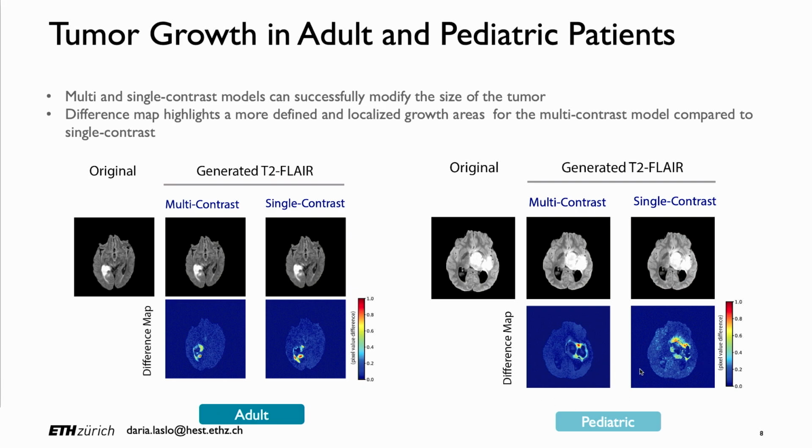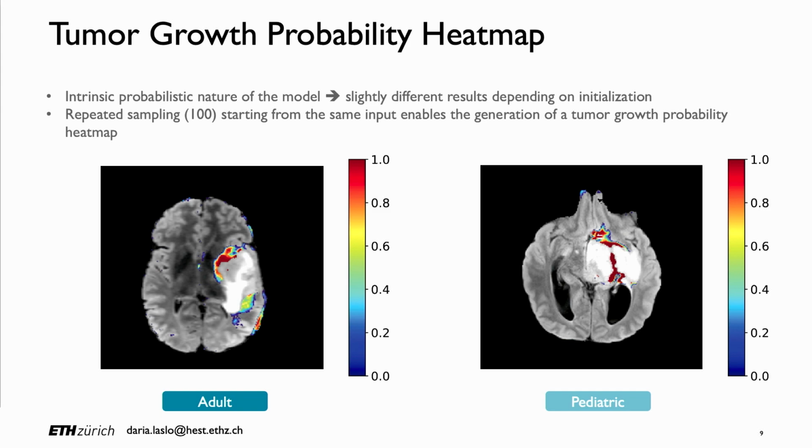Visually, they're quite similar. You can probably see, for example, that the tumor growth is not as localized and as well defined as when the model gets more information from the other contrasts. Apart from generating an MRI scan with an enlarged tumor, the very nice aspect of these models is that they have a probabilistic nature. So when you start from slightly different initializations, you can obtain slightly different results.